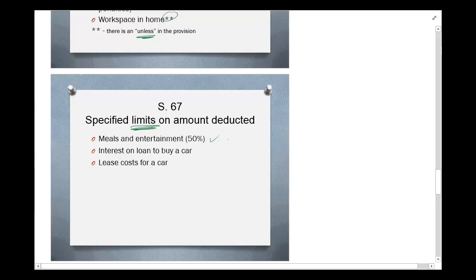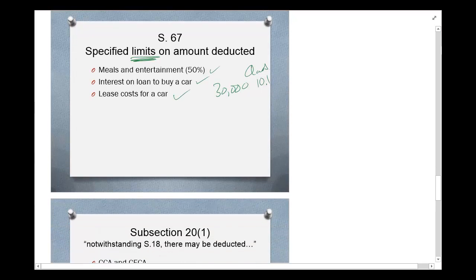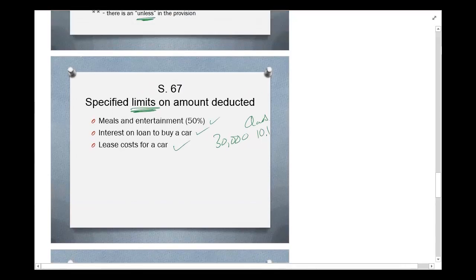So meals and entertainment, we've already met this. And then interest on a loan to buy a car. Basically, this is very similar to that $30,000 Class 10.1 cap that we met. Remember? It's basically saying if you're going to go out and buy really, really expensive things, we're only going to fund up to a reasonable amount of that. So that's what these are consistent with. We're going to limit the amount that can be deducted. Okay, so that's the net.